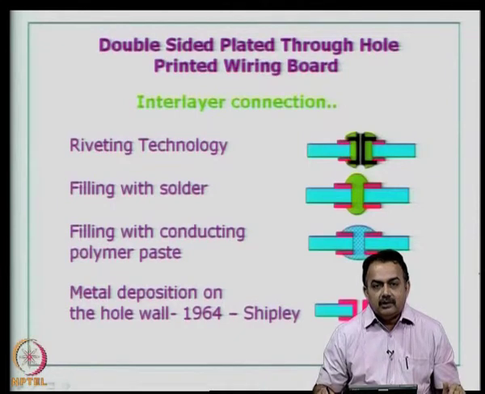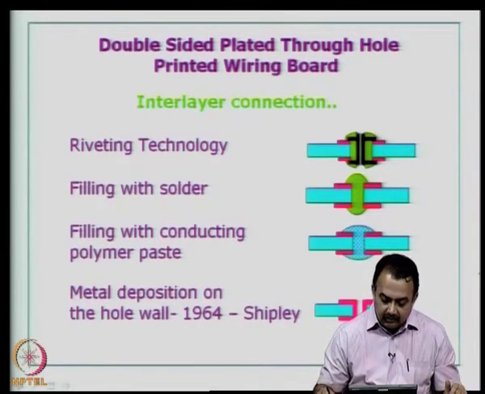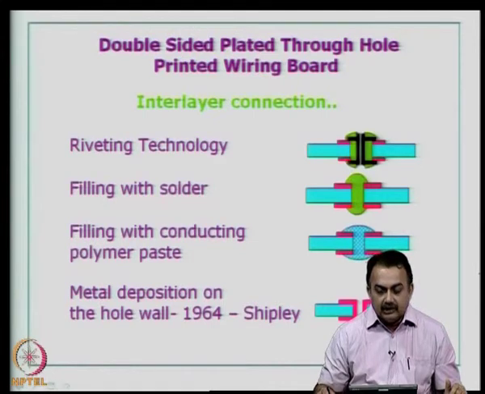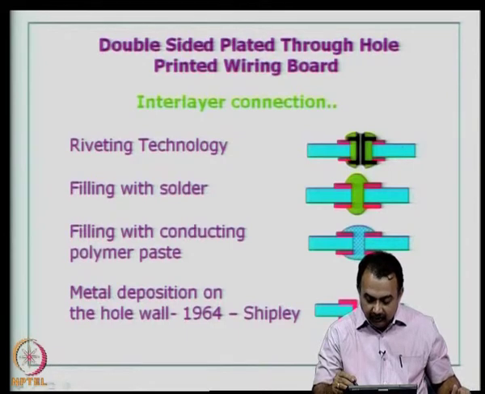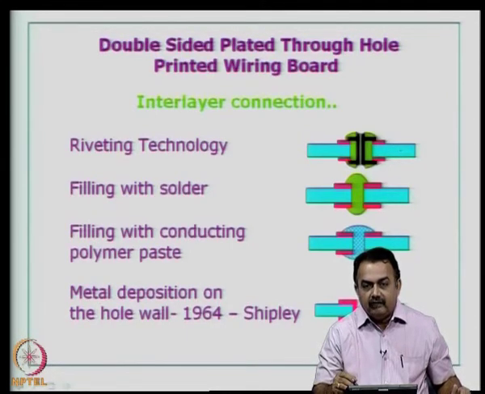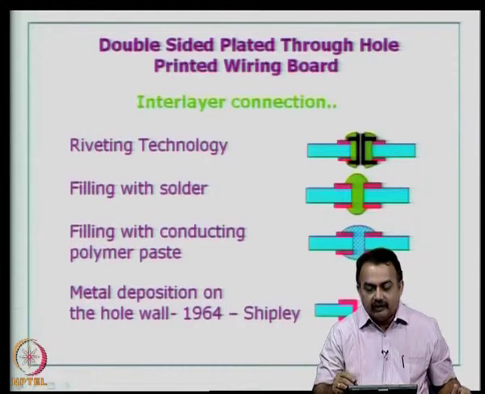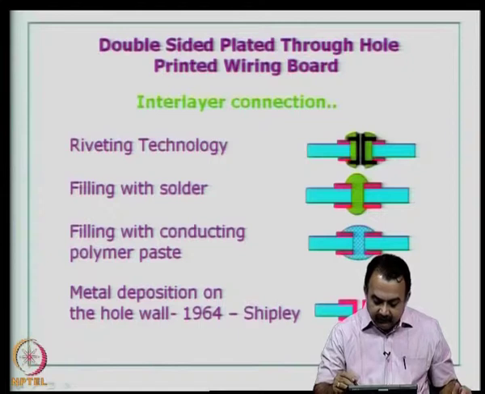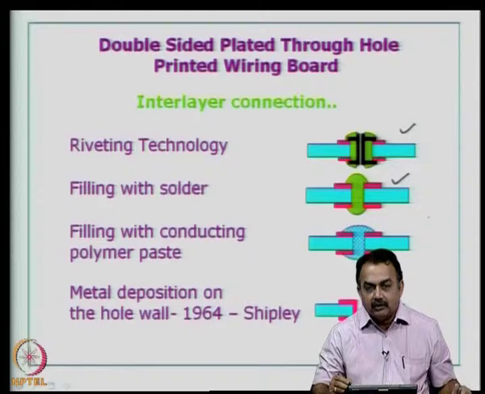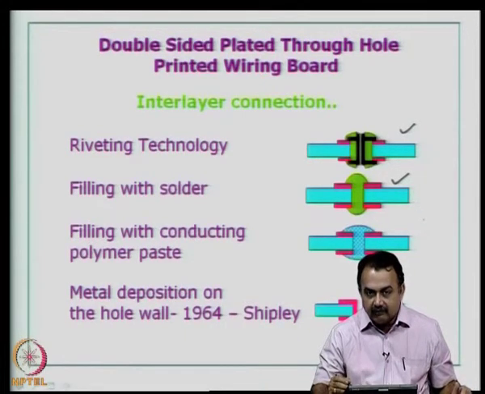So, if you look at the double sided plated through hole printed wiring board structure, the interlayer connection can be established, one, by a riveting technology, which is very old. So, basically in the area where the hole is drilled, you insert a rivet and then seal the structure, but you can't repair it, and you are adding more weight to the board. Then the next thing is filling with the solder material. So, you have to pour molten solder and fill the hole. So, these kinds of technologies are not being practiced today.